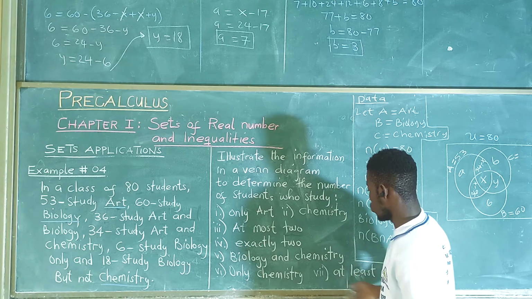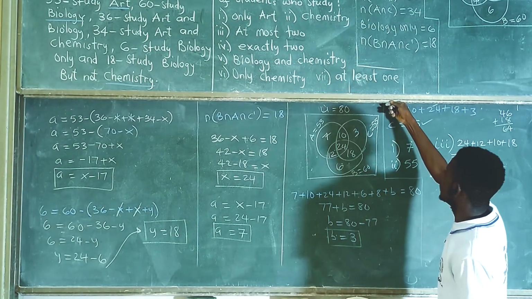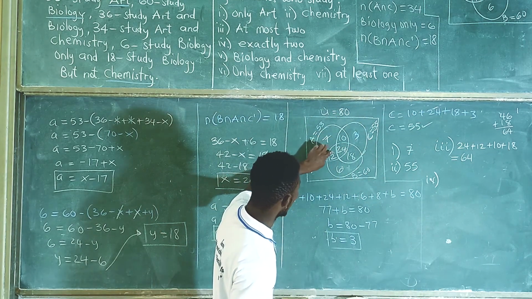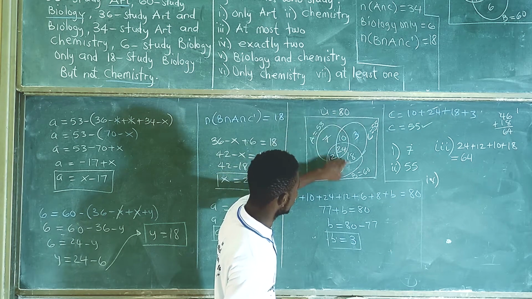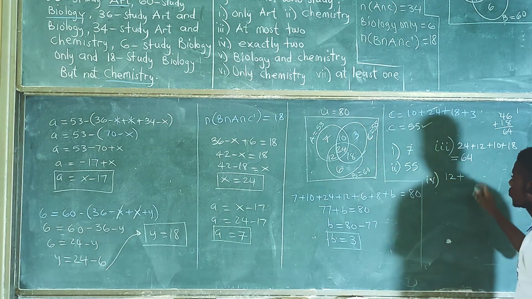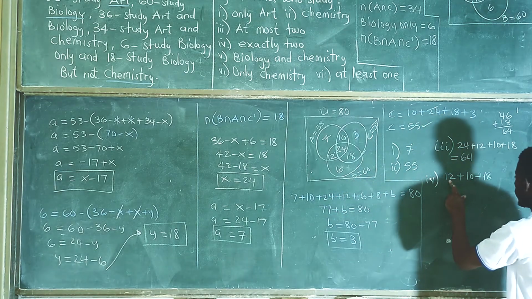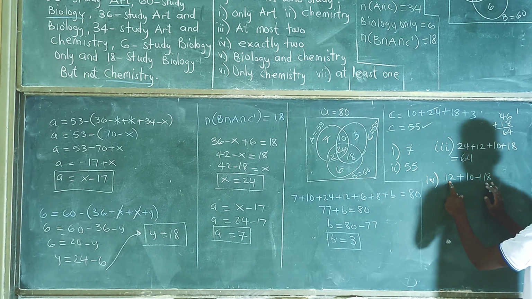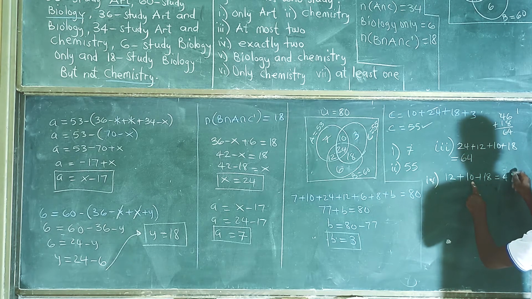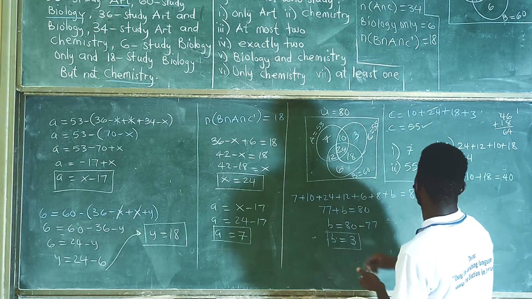Number 4. How many students study exactly 2 subjects? Exactly 2 subjects will be art and biology, art and chemistry, biology and chemistry. So it's 12 plus 10 plus 18. Again, 12 plus 18 is 30. 30 plus 10 is 40. So 40 students study exactly 2 subjects.